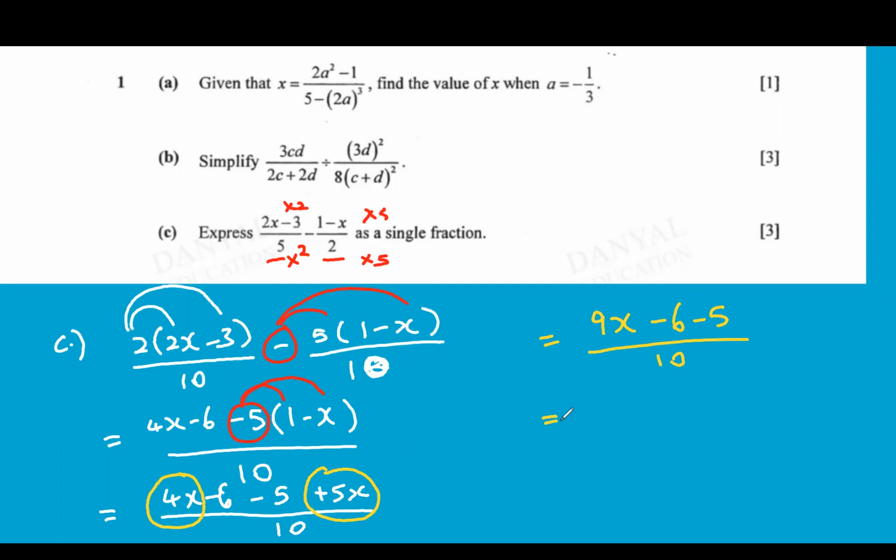But no, if I have minus 6 and I minus another 5, so I minus more of the thing. In other words, it means that I will have minus 11 here. Because minus 6 and then minus 5, the numbers we sum together equal 11, and the sign will remain negative. So this is my final answer for my 1C.